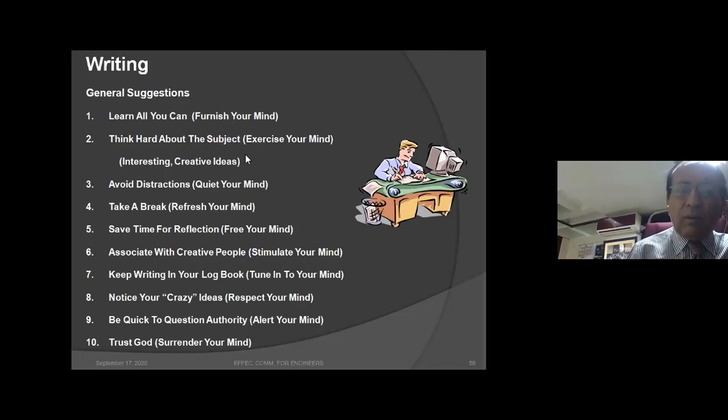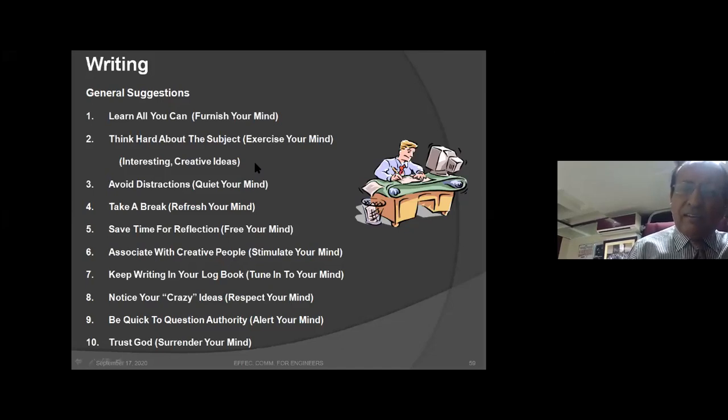Think hard about the subject. Give exercise to your mind with the creative ideas and interesting ideas. Innovation is not bad. Some ideas may be weird. So they may be so creative that they may be weird and they may be dropped.